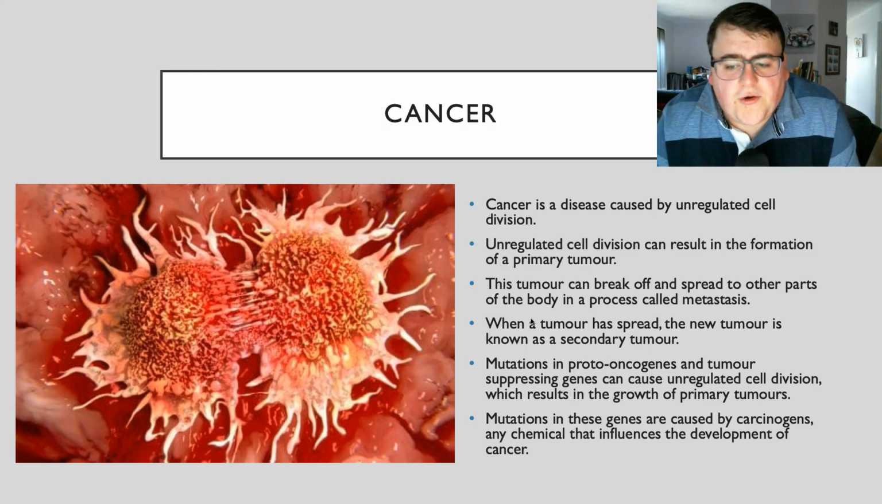Mutations that occur in the proto-oncogenes and tumor-suppressing genes are a problem because they can actually cause unregulated cell division. If they cause unregulated cell division, it's going to result in the growth of a primary tumour. That primary tumour can obviously break off and then move around the body and create secondary tumours. Mutations that happen in those genes, so proto-oncogenes and tumor-suppressing genes, are caused by something we call carcinogens. A carcinogen is any chemical or any agent, like a virus, that can influence the development of cancer.